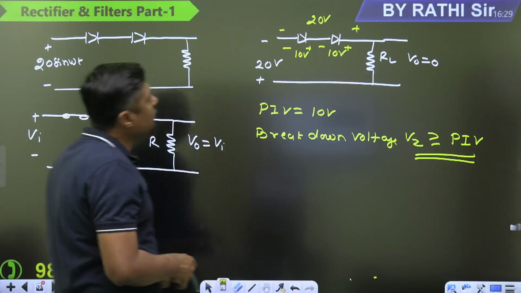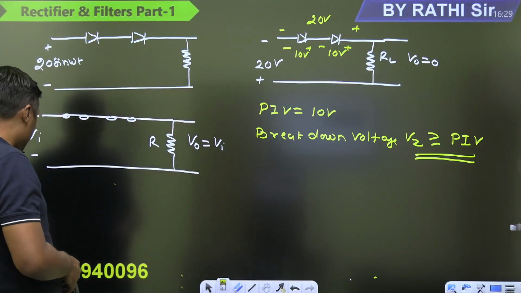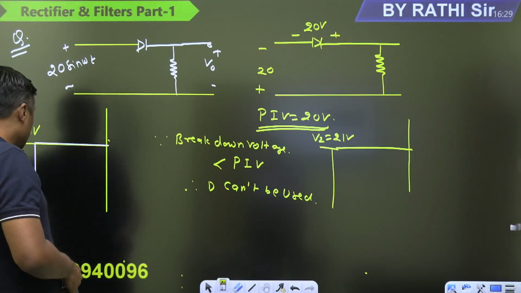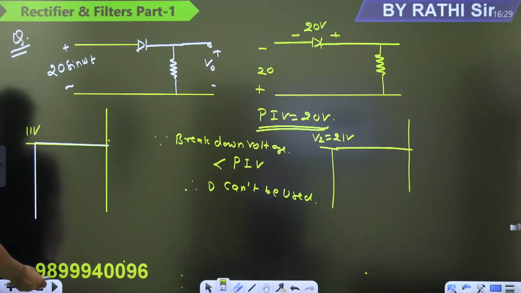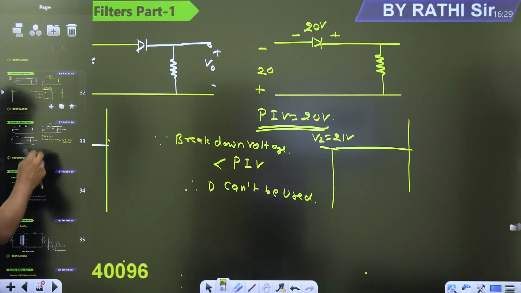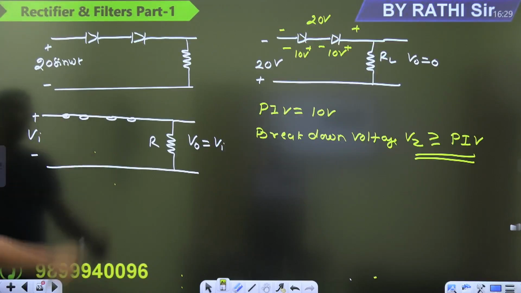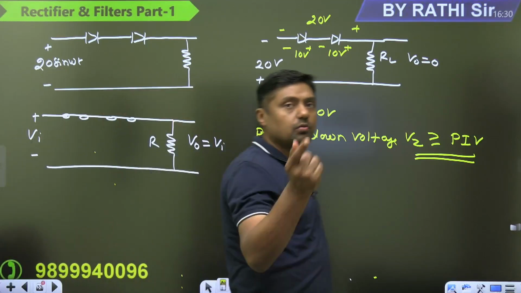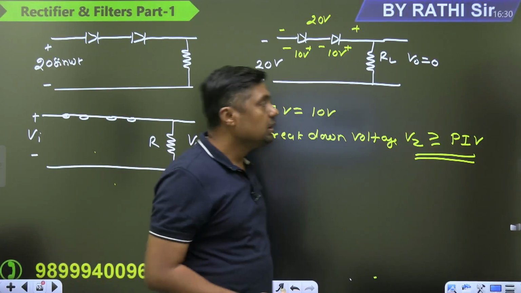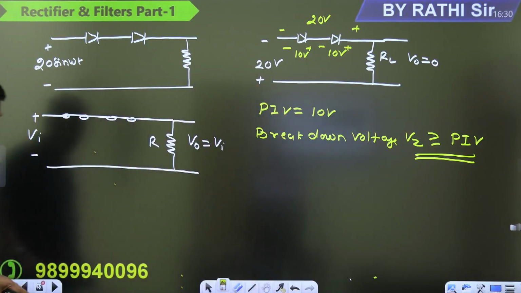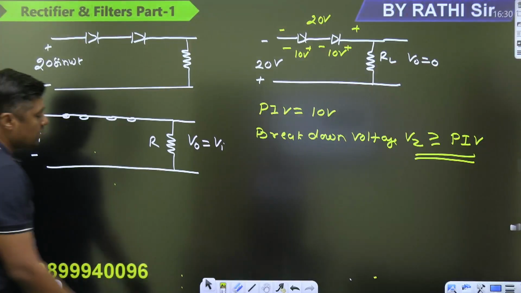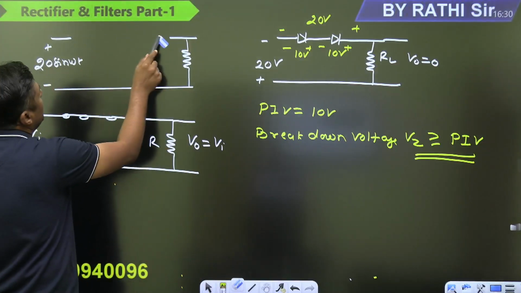Initially when we used one diode, what is the voltage appearing across the diode? 20 volt. When we use two diodes with the same input, what is the voltage appearing at the diode? 10 volt, and that's why the PIV is 10 volt. Suppose we are using 4 diodes in series. Tell me, what will be the PIV? Suppose in place of 2 diodes, I use 4 diodes. Then what is the PIV?